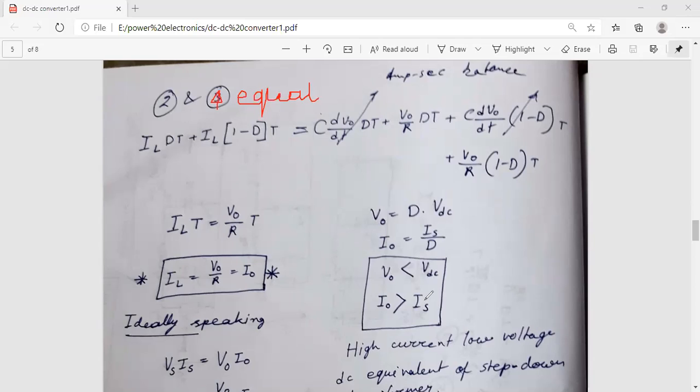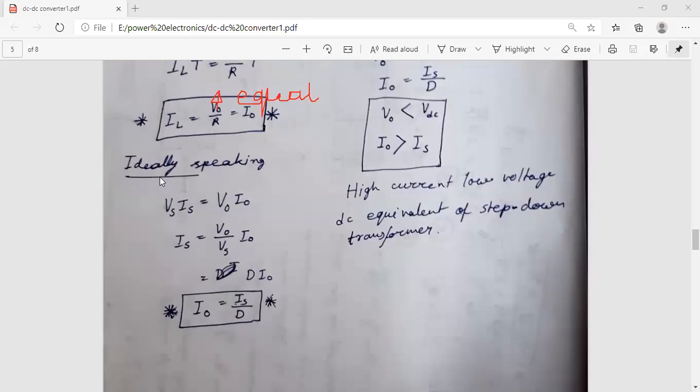Okay, so here VS IS should be V naught I naught, that is the supply power should be equal to the output power. So IS should be equal to V naught by VS into I naught, and V naught by VS, that is the output voltage by supply voltage, should be equal to the duty ratio. So I naught equal to IS by D. So high current, low voltage, DC equivalent of step down transformer.